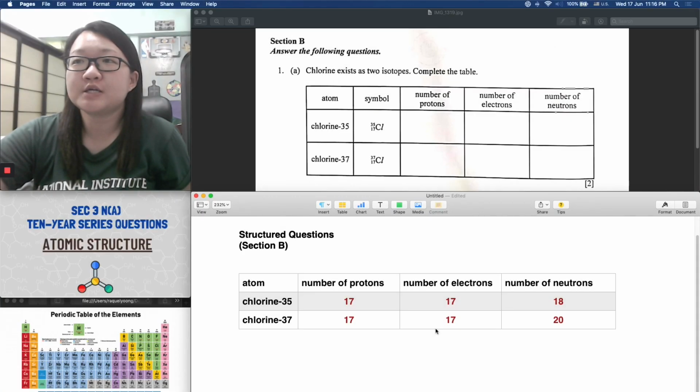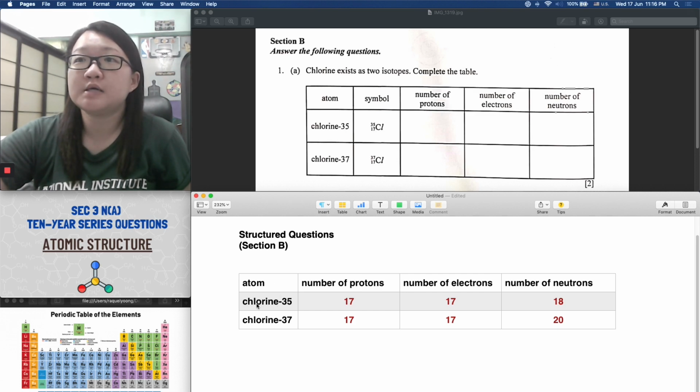Let's move to section B of the structured question. Let's look at question 1A. They tell you that chlorine exists as 2 isotopes. Complete the table below. Again, this question is not too difficult. If you're very familiar that the smaller number is the atomic or proton number, and the bigger number is the mass or nucleon number, then things are a lot easier.